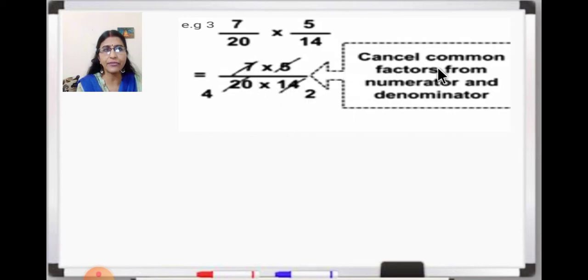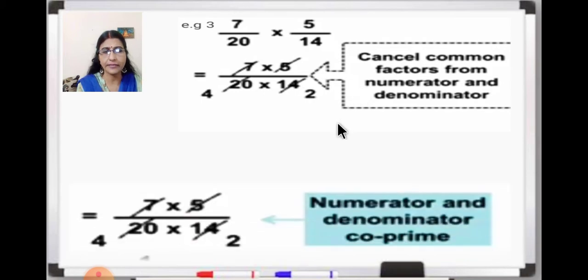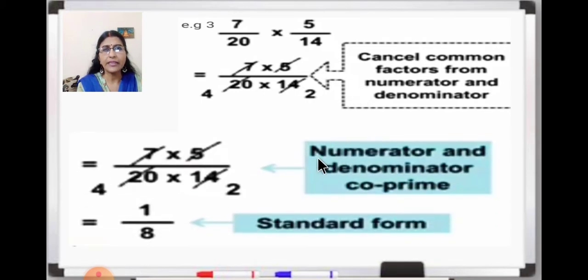So first we have to cancel the common factors. And then what you will do? You will see, after you reduce this, numerator and denominator will be co-prime. So we have learned about co-prime.